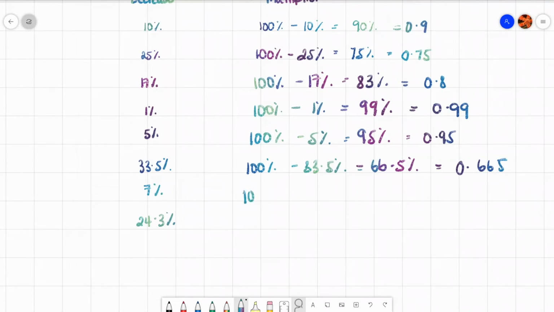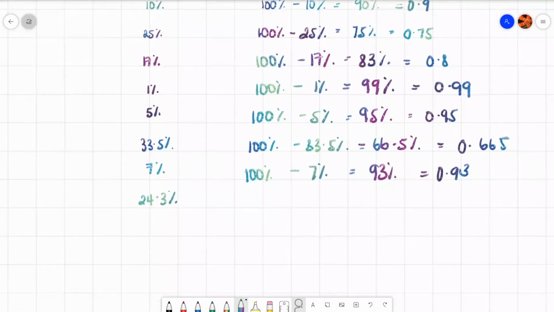7% is simple and straightforward. 100% take away 7% would be 93%, and that would be 0.93. Okay, and then I'm going to do 100%, take away 24.3%. Okay, so 100 take away 24.3 gives me 75.7%. Now that as a decimal would be 0.757.